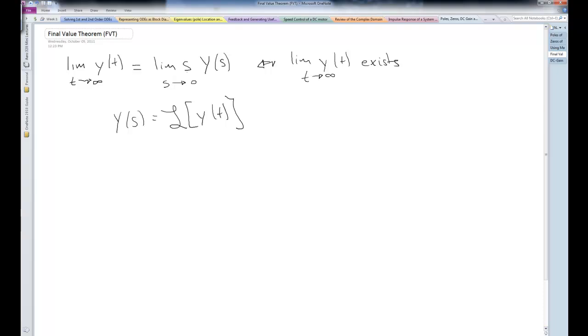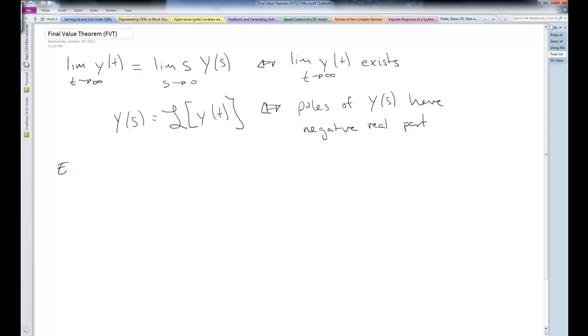The other way to think about this is that this limit will exist if and only if the poles of y of s have negative real parts. Right? If they do, this limit will exist.